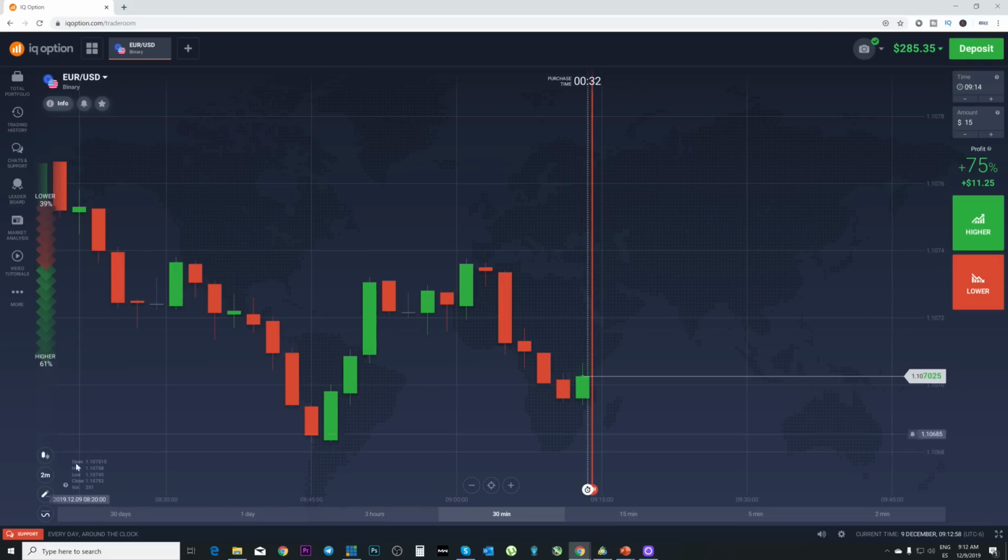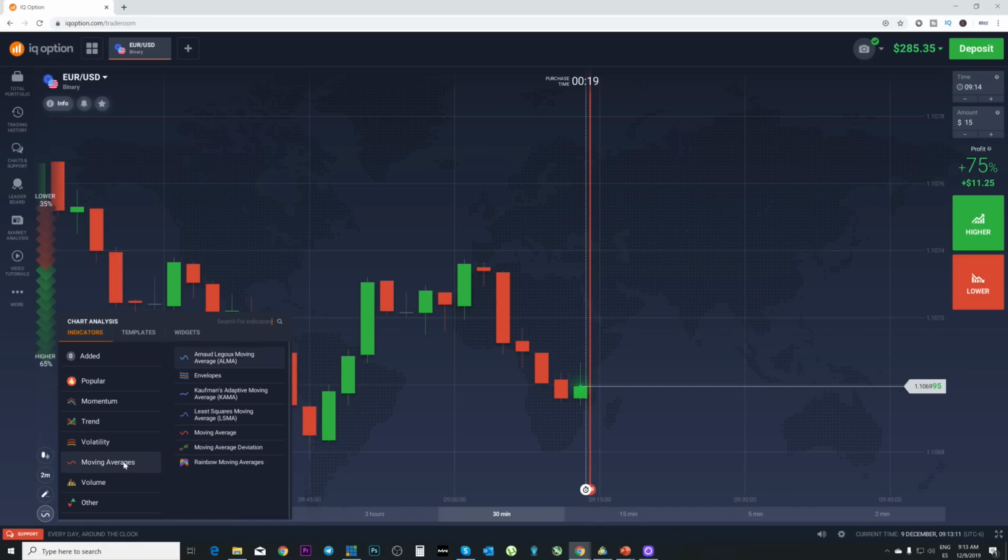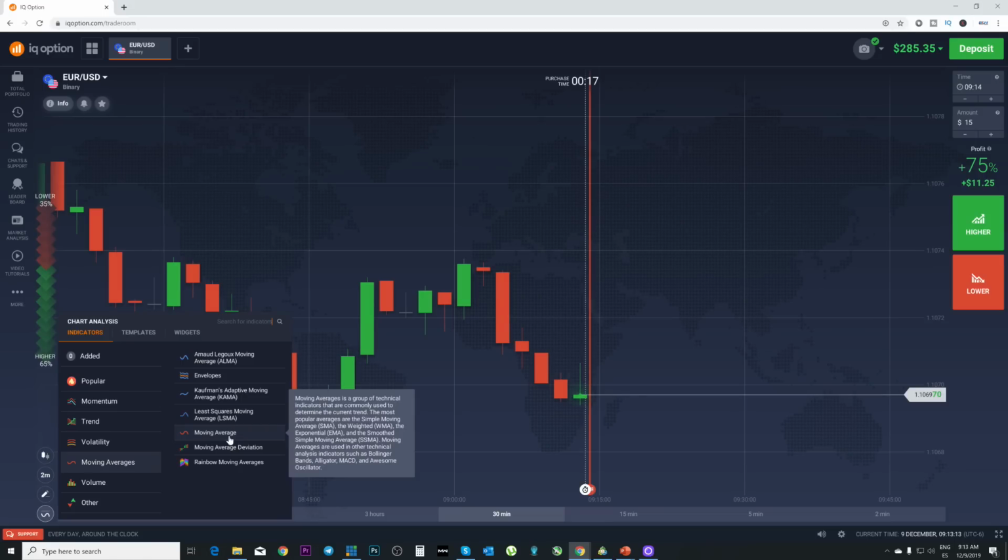The next thing we need to do is add an indicator, not the graphical tools. You go ahead and add an indicator, and the indicator is the moving average. If it's not in the popular list, you can go to moving averages and choose this one, moving average. Not the moving average deviation, not the other ones. This one, okay? Moving average.